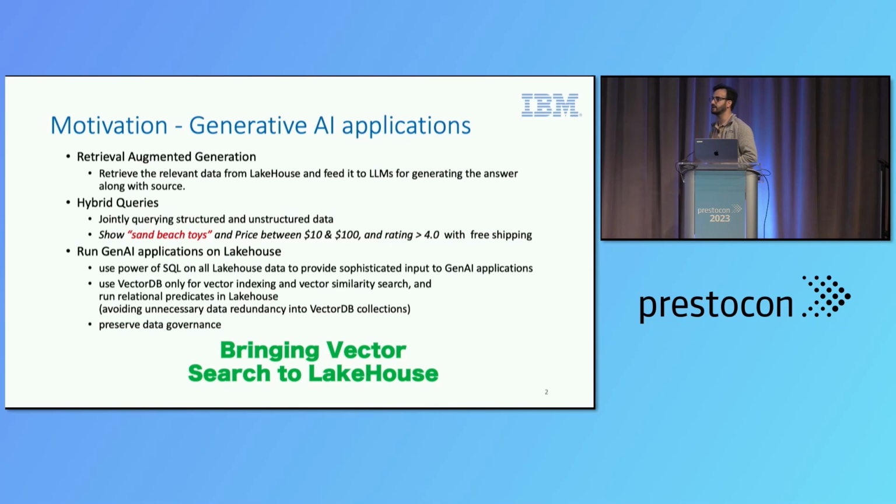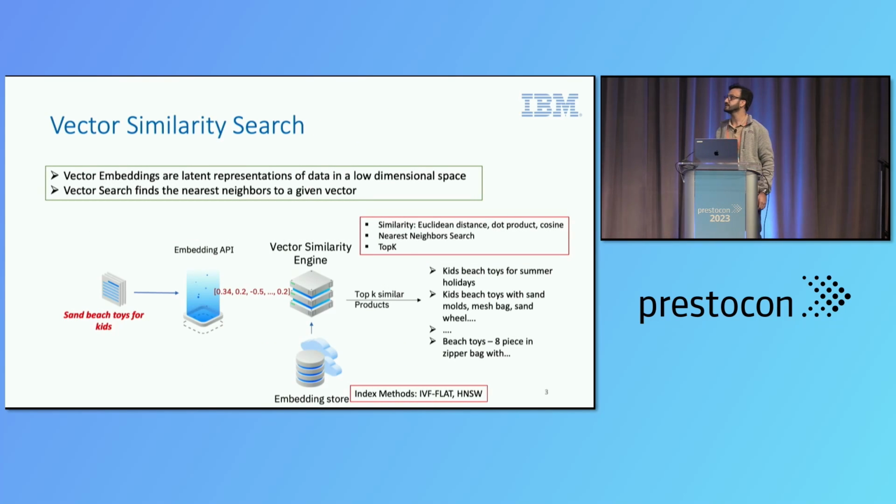All of these applications are dependent on vector search, so we need to bring vector search to the Lakehouse. First, I will just introduce what vector similarity search is. Vector embeddings are the latent representations of data in a low-dimensional space, and vector search helps us to find the nearest neighbors to a given query vector.